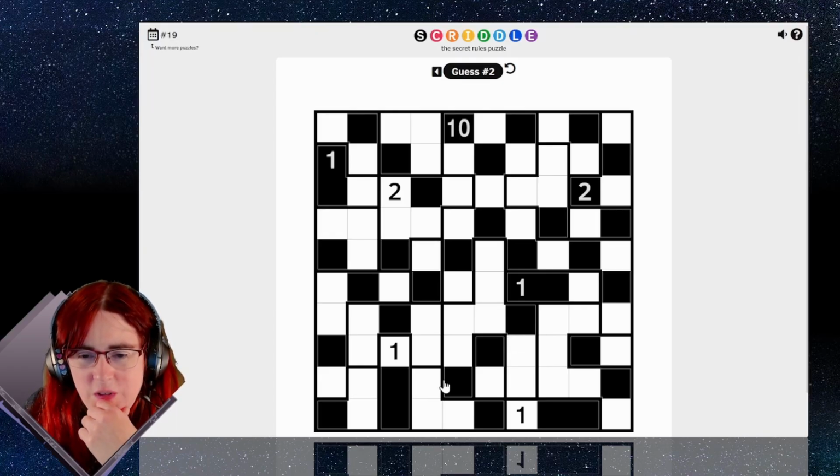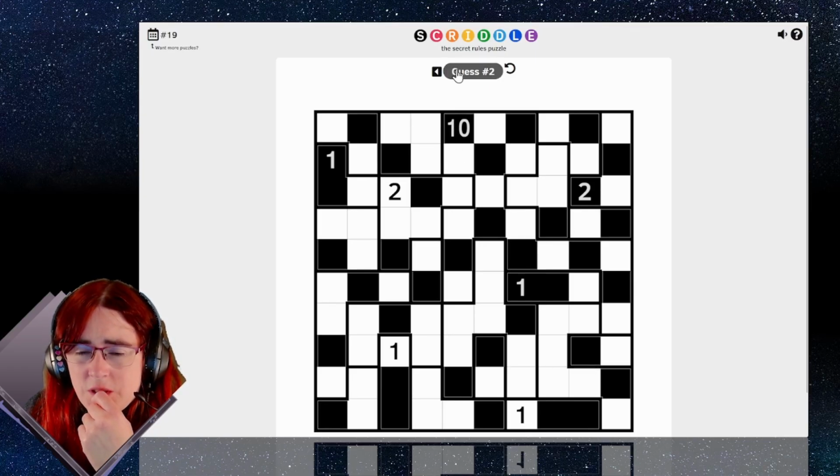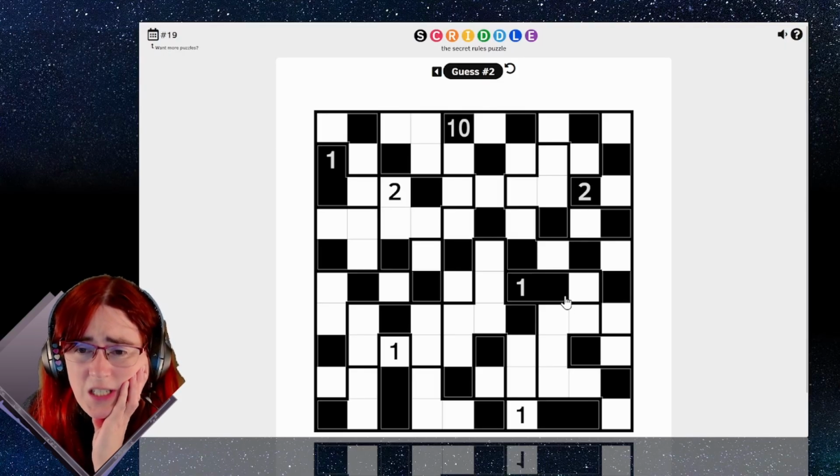Be interesting to see if we break any new rules this time. We had 5 rules, didn't we? Okay, let's try this. So what am I hoping to get out of this? I'm going to test the hypothesis that the red rule is that there must be at least that number of white cells in a room. I'm testing the hypothesis that the blue rule is that every room must have at least one shaded cell.